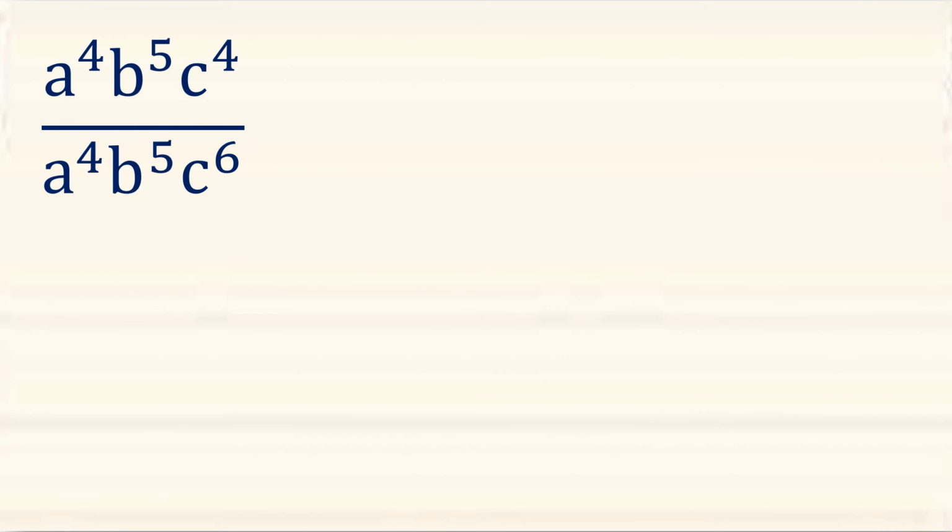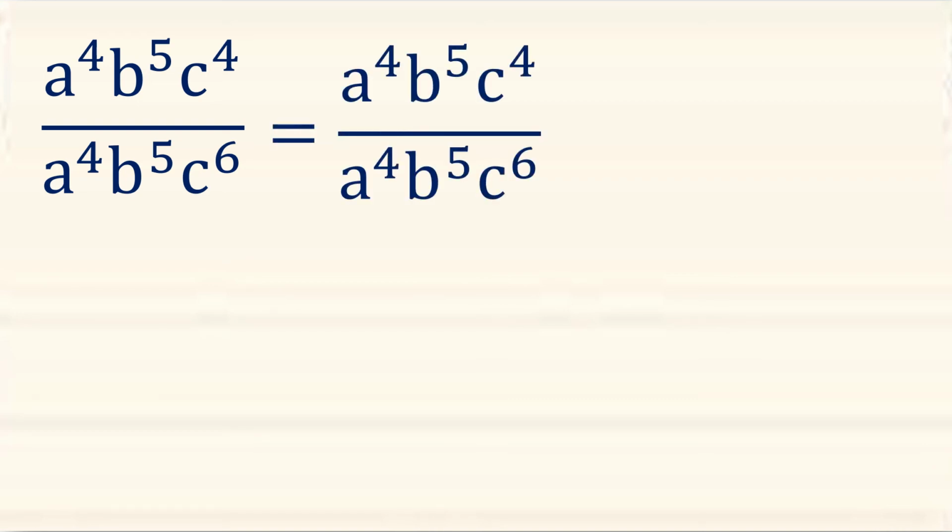Now let us have another one. If we have a to the fourth, b to the fifth, c to the fourth over a to the fourth, b to the fifth, c to the sixth. From here, we are going to cancel a to the fourth and then b to the fifth. It becomes 1.